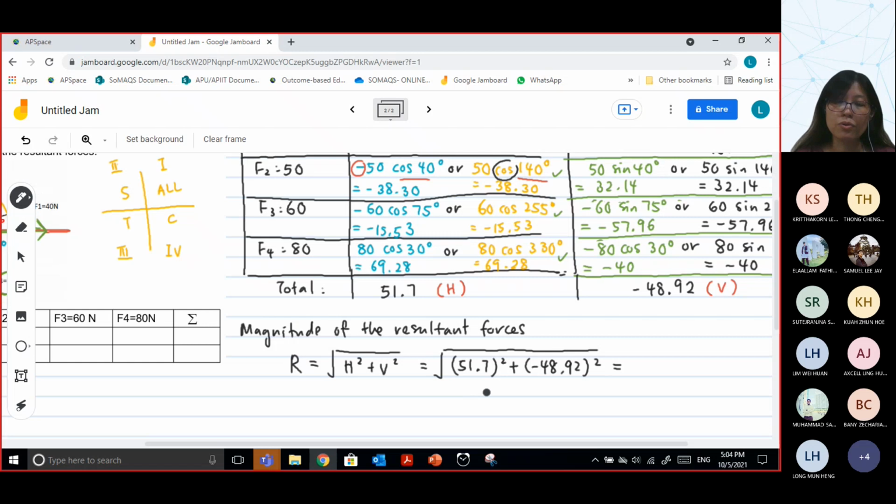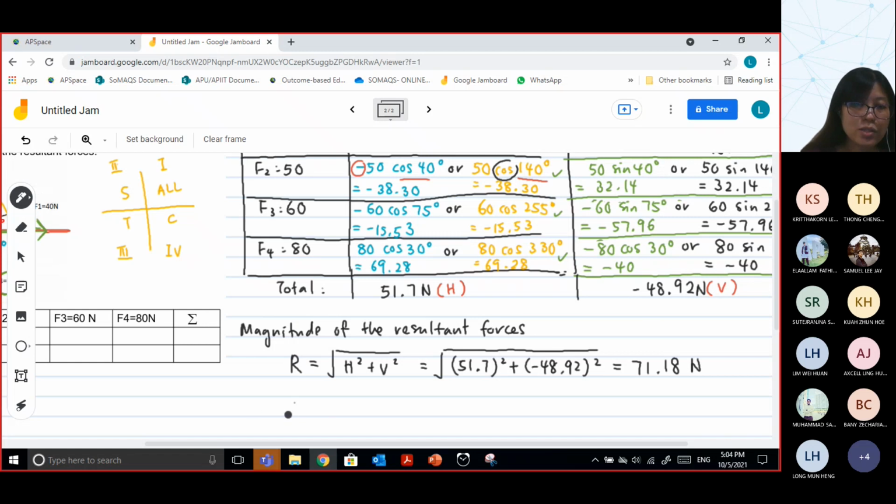So take the squares and then take the sum. So 51.7 squared plus 48.92 squared gives 71.18. Okay, so this is the magnitude of the resultant force. Actually this one is also in Newtons.